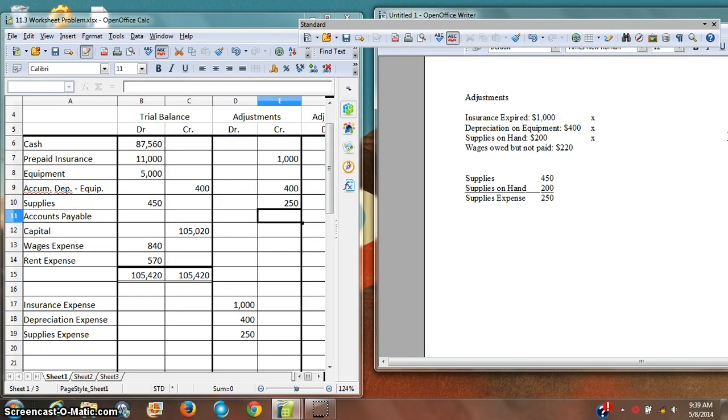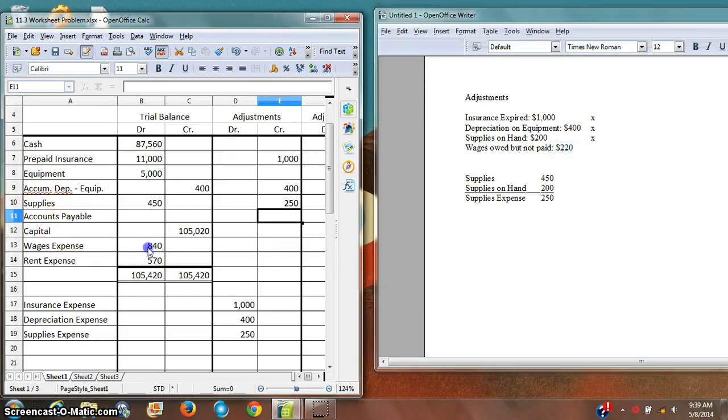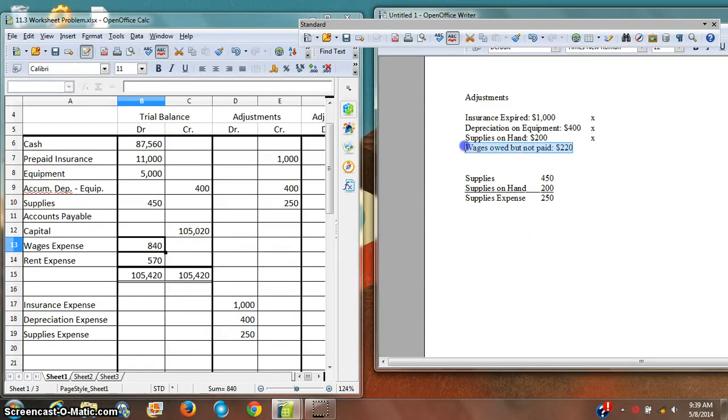Next, I have wages owed but not paid, $220. Over here, I've got some wage expense for the month. I had $840, which I paid to my employees. And this wages owed but not paid, we talked about this in an earlier class period, where I had a payday maybe on a Monday, and then I had maybe 5 more days where my employees worked, but I didn't pay them for it.